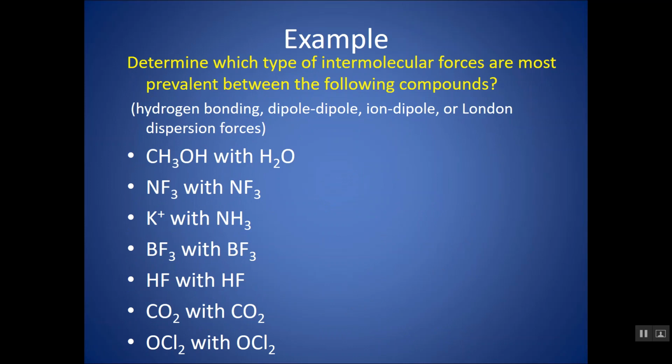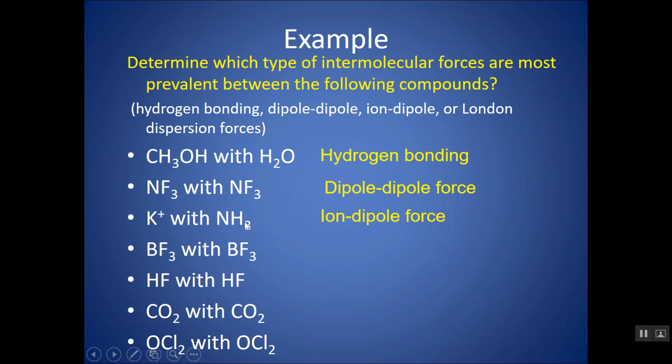Take a moment and try these the same thing. First one is polar, second one's polar. Does it have an H with a NOF? Yep, so this is hydrogen bonding. NF3 with NF3, these are polar, trigonal pyramidal. So these are polar and polar. Does it have an H with a NOF? Nope, so it's dipole-dipole. Here's an ion with something that's polar, ion-dipole. These are trigonal planar, so these are both nonpolar, so this is London dispersion.